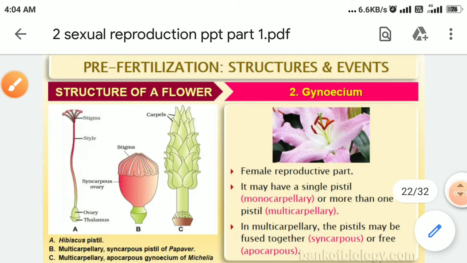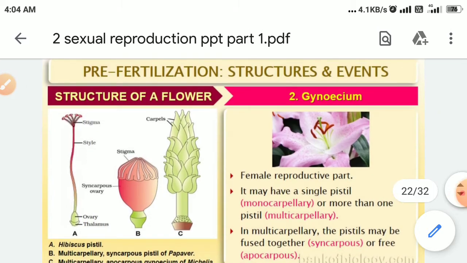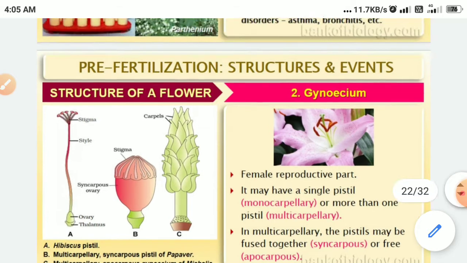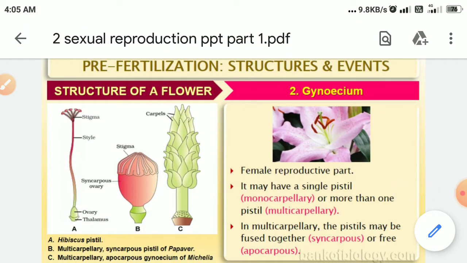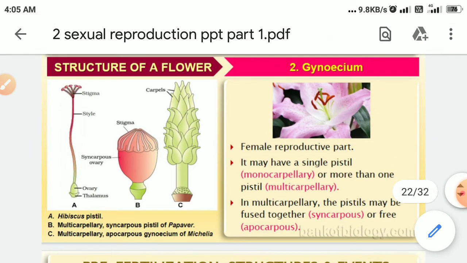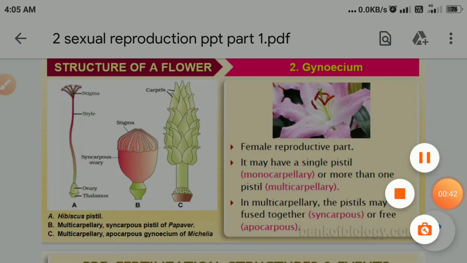Hello, good morning students. Today we are going to start a new topic known as gynecium. As we all know, gynecium is the female reproductive part. It may have a single pistil, which is known as monocarpellary, or more than one pistil, which is known as multicarpellary.